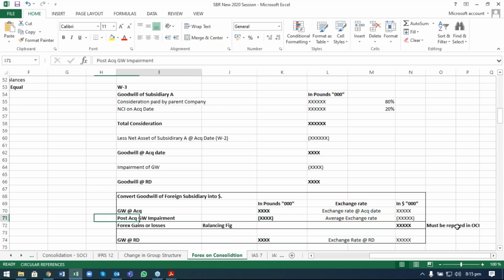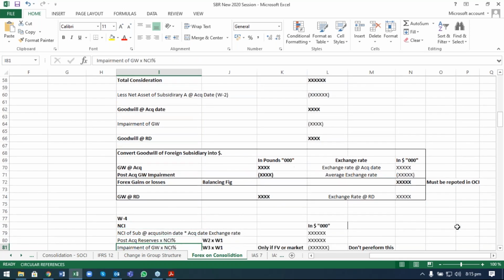And there might be impairment on the goodwill. This impairment of goodwill, as it is an expense, means you are supposed to use the average exchange rate in this case, right? Which is provided within the question right now. Then foreign exchange gains and losses could be a balancing figure, and that should be charged to other comprehensive income. So that principle remains the same.